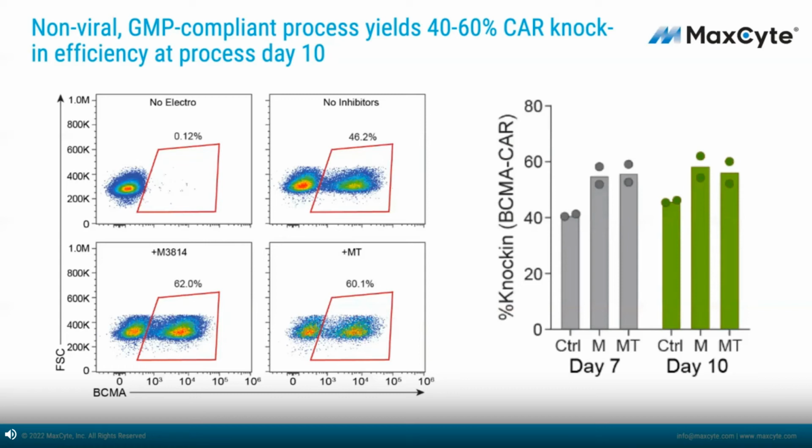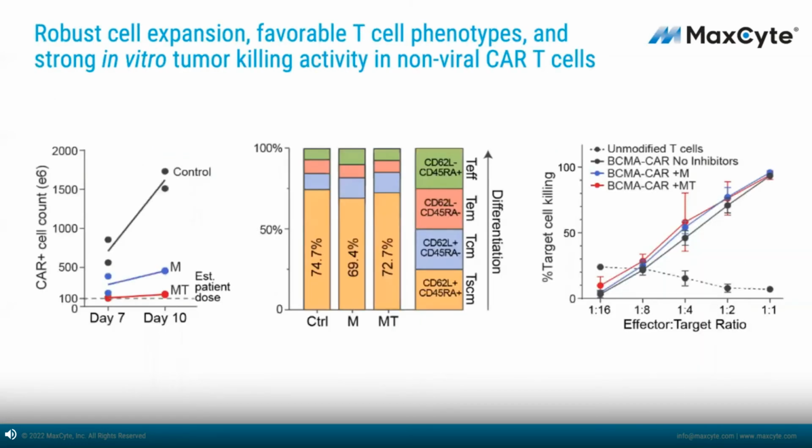And not only were we able to achieve over 60%, we did this in a process which could be used to actually manufacture CAR T cells for clinical use. And importantly, when we look at these cells throughout the process and at the end of the process, we see three key things. First, we're able to achieve the estimated patient dose that is needed.